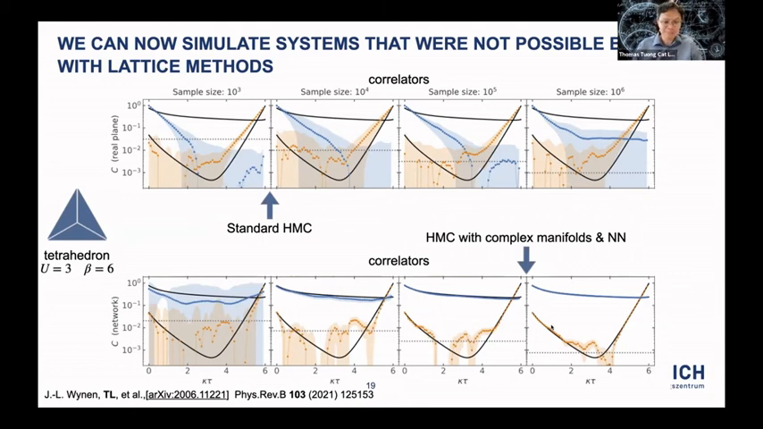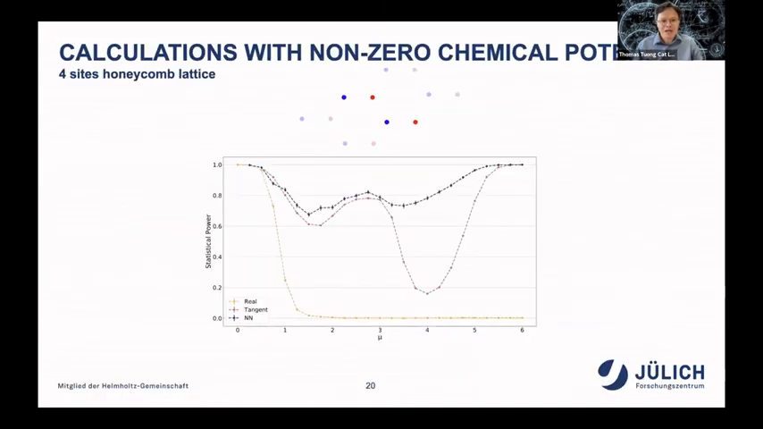It can be used to calculate systems that have a severe sign problem. We've also looked at systems that are bipartite but have a non-zero chemical potential. And here's an example of the statistical power, the mean expectation value of that phase as a function of mu for what I call a 4-site honeycomb lattice.